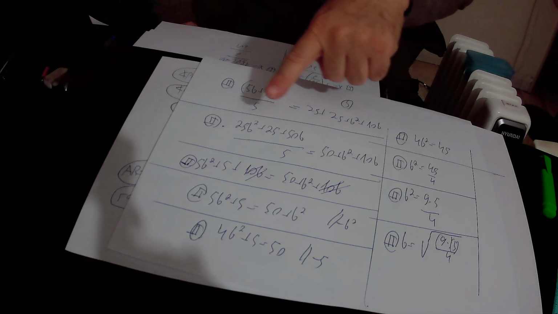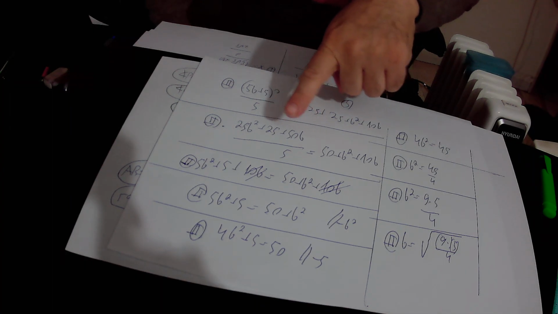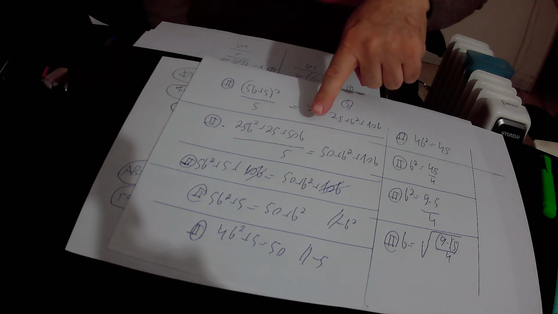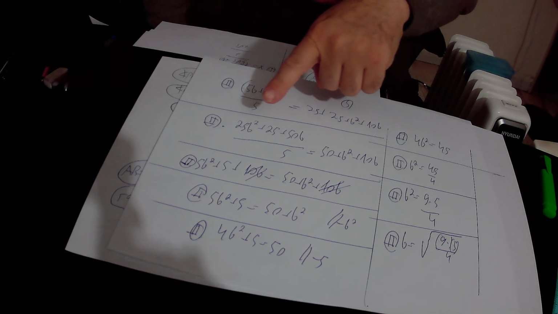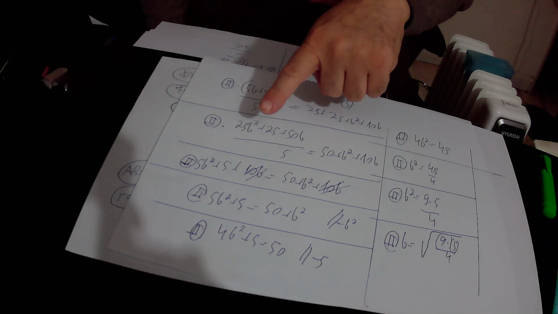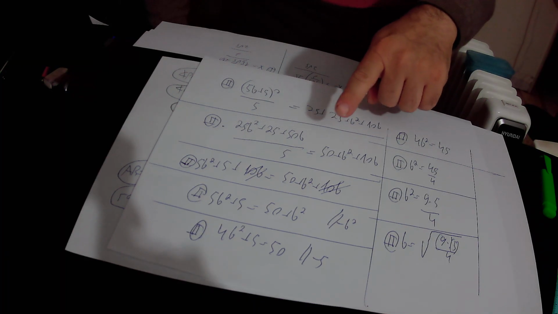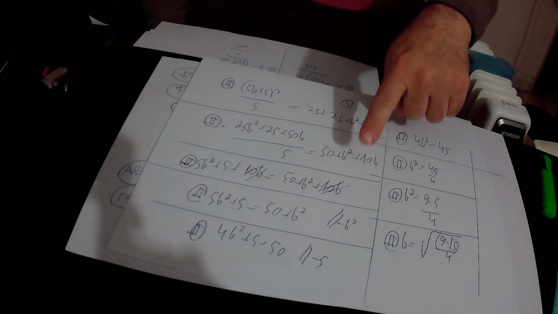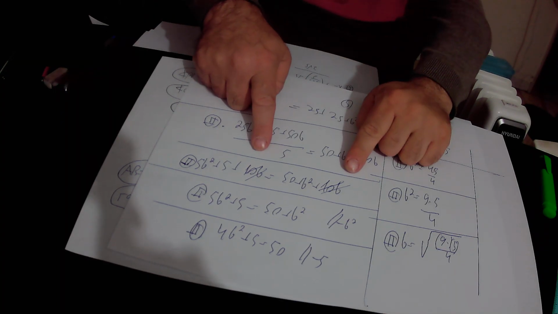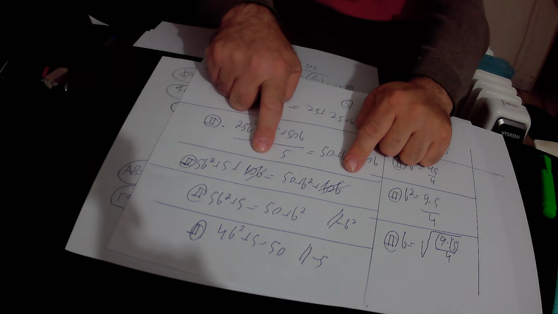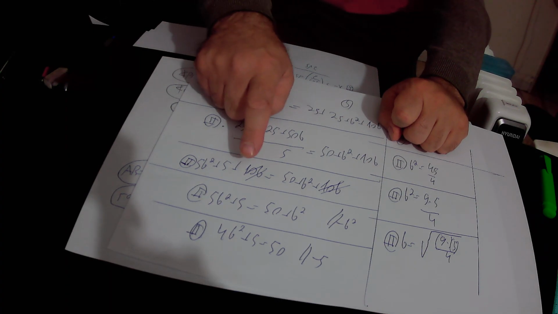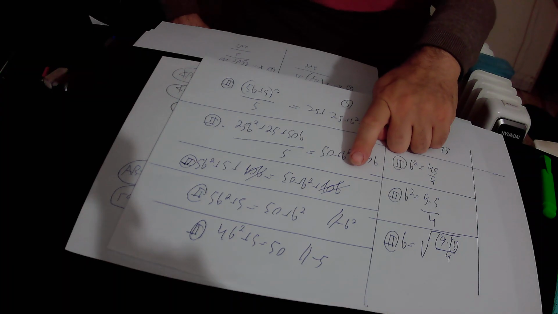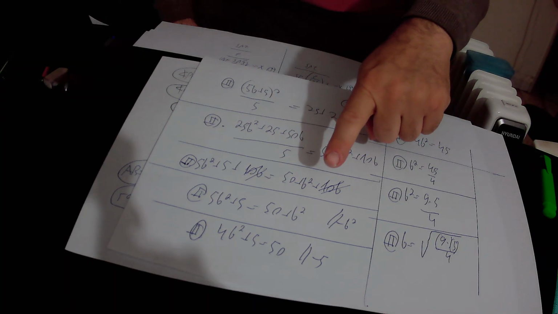25b squared over 5 is 5b squared, 25 over 5 is 5, and 50b over 5 is 10b. So in total, in this side of equation number 2, we have 5b squared plus 5 plus 10b, which equals 50 plus b squared plus 10b. Here we have 10b on both sides of the equation, so 10b will get cancelled. After we cancel 10b, on this side of equation number 2, we are left only with 5b squared plus 5. On the other side, we are left only with 50 plus b squared.